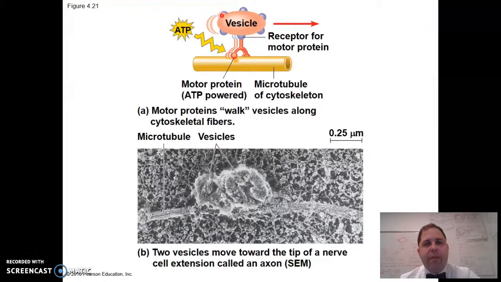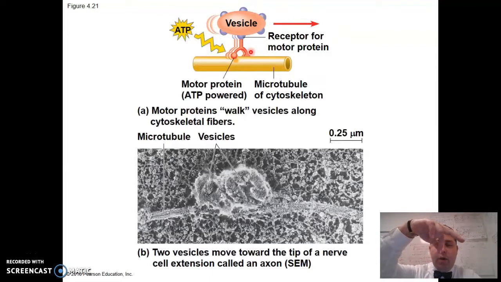So in this case, we have a vesicle. This would be a membrane sac containing stuff. It would attach to a protein that's able to walk along, and it literally walks along the fiber like I'm doing with my fingers here. And as it walks along, it drags that vesicle behind it, and so you're able to move things quickly throughout the entire cell.